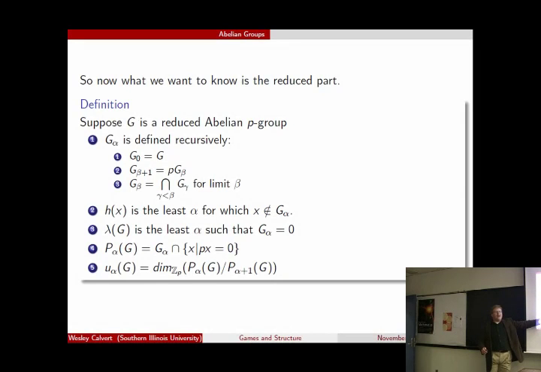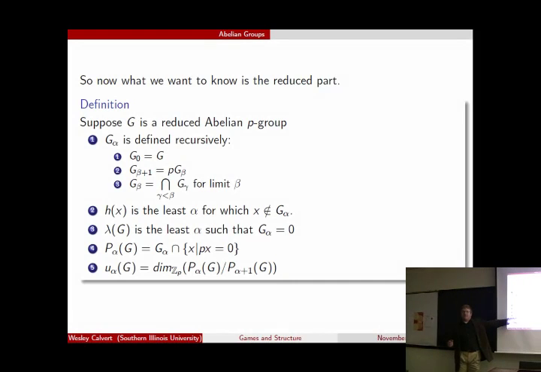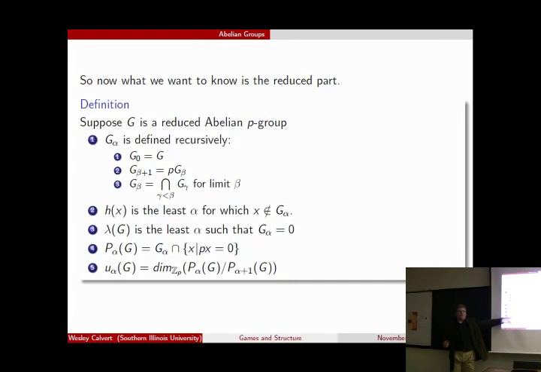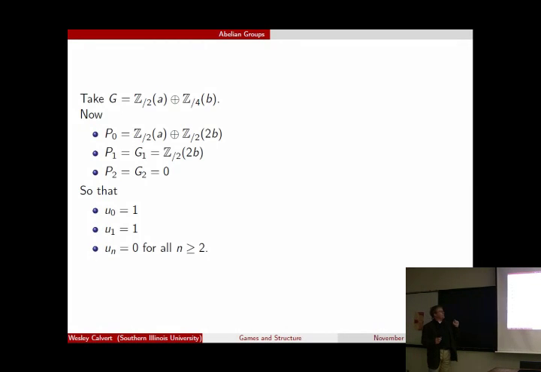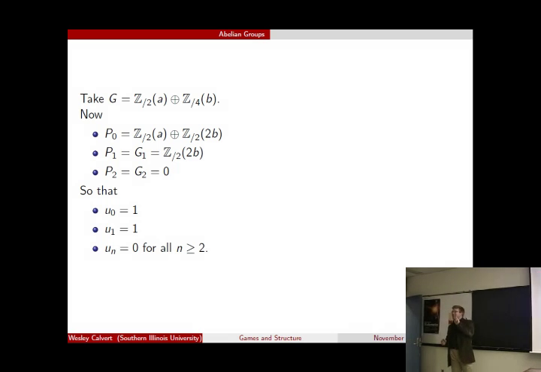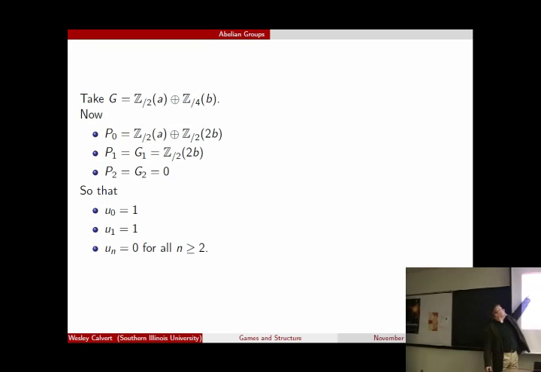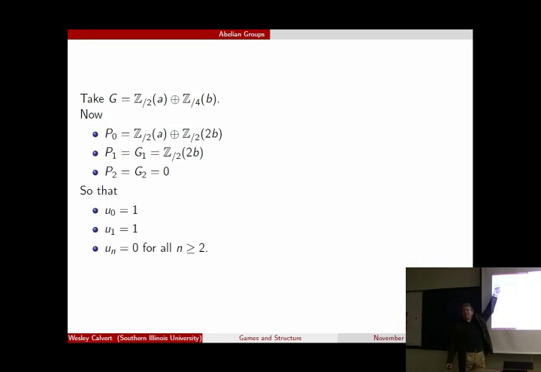This sequence of U alphas is what 85% of the rest of the talk will hinge on, these dimensions. And the reason that it hinges on them, before I get to the reason, an example. I defined too many things on the last slide not to give an example. So take a familiar abelian group, Z2 plus Z4. And I've marked the generators in each of them.